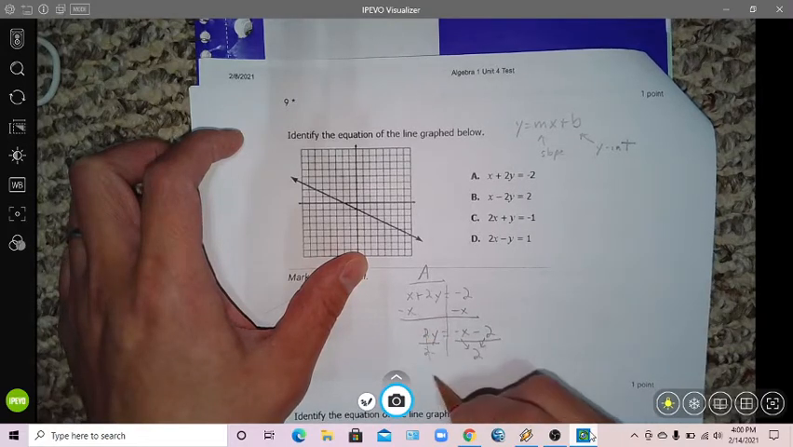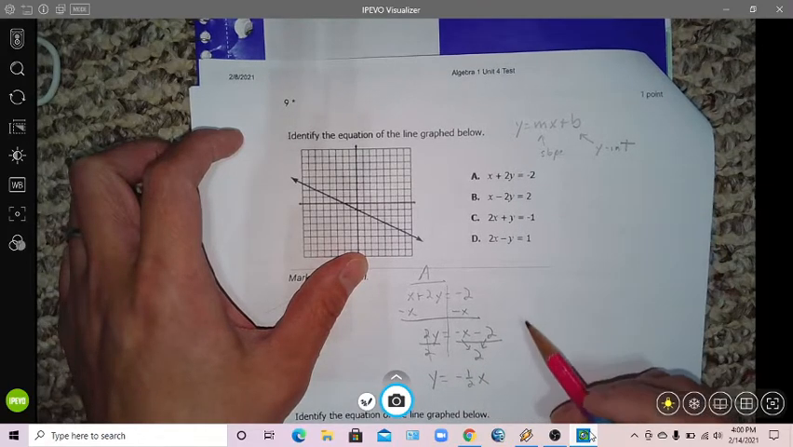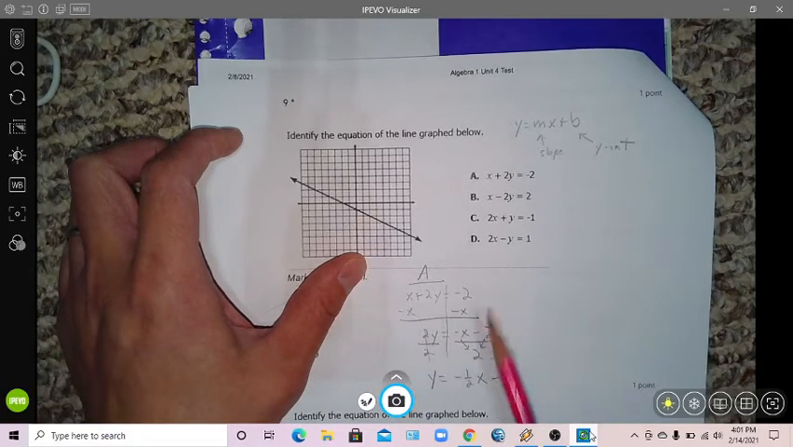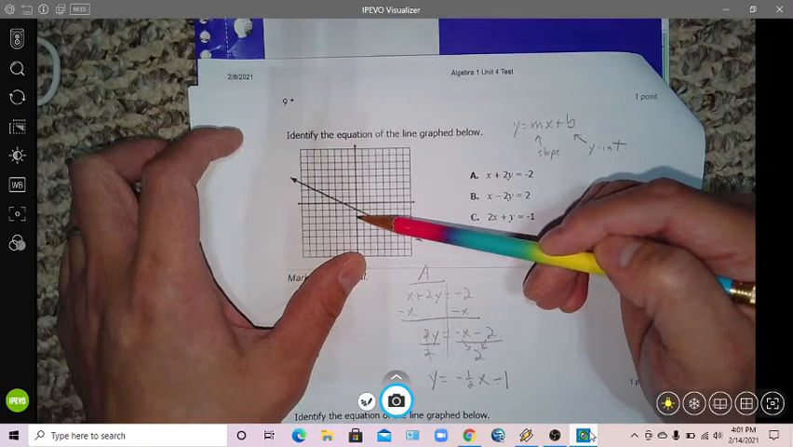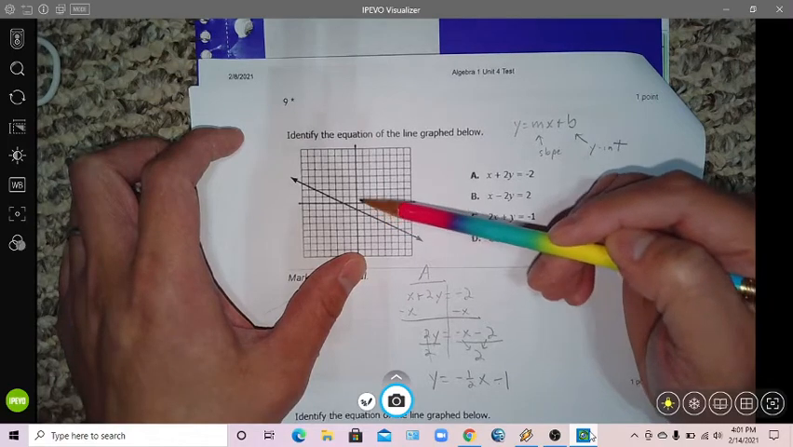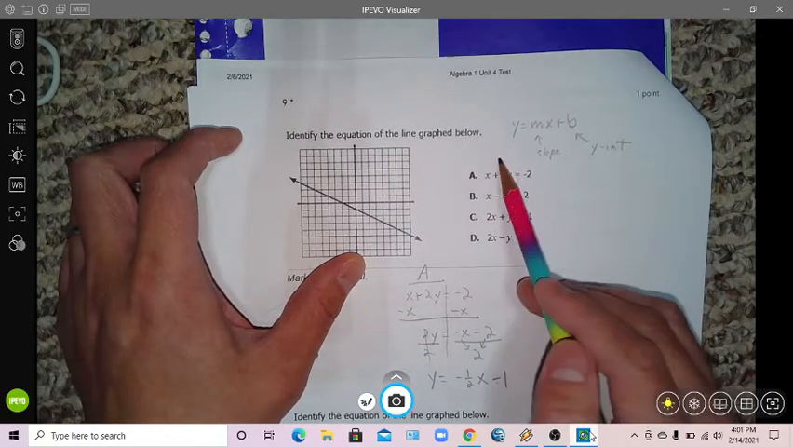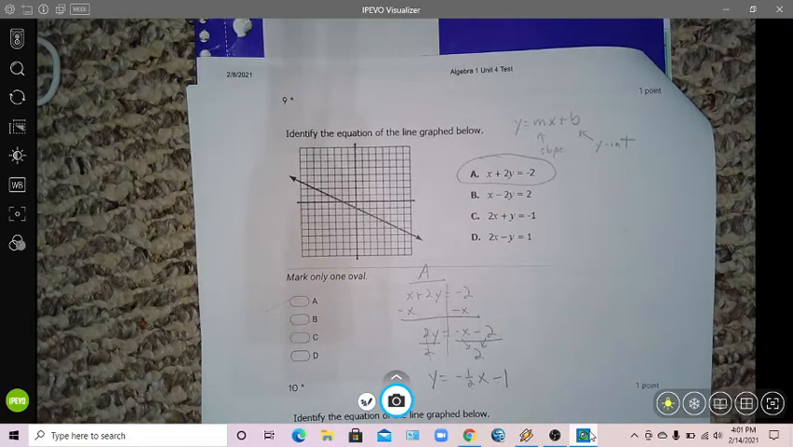Now y is solved for. Negative 1 divided by 2 is negative 1 over 2x. Negative 2 divided by 2 is negative 1. Look at A. The y-intercept is negative 1, that matches. And the slope is negative 1 over 2, so down 1 and right 2. If I go down 1 and right 2, it lands on the line. The slope here is a negative 1/2, going down left to right. So it's A. You don't have to test the others. You can if you want, but we hit the right equation with A.